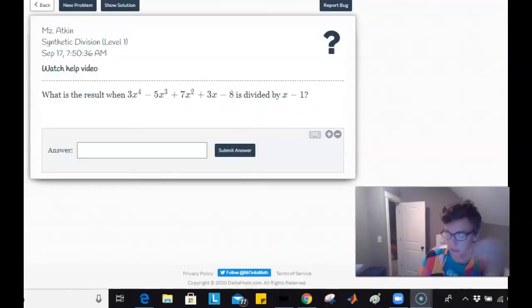Let's go right into our Delta Math question. It says, what is the result when 3x to the 4th minus 5x cubed plus 7x squared plus 3x minus 8 is divided by x minus 1? Well, this looks like a very similar question, but it says synthetic division. You could actually solve this using long division like we just did. If you love long division, that's your tool, man.